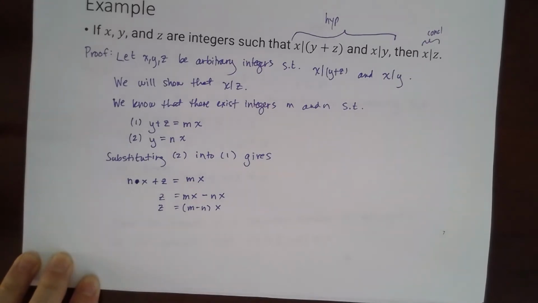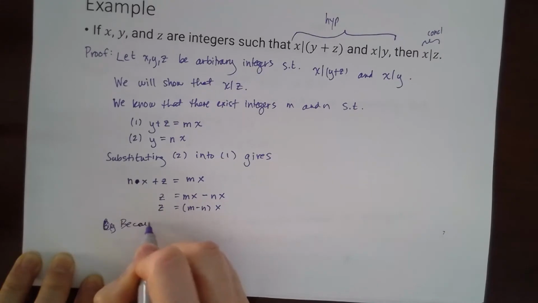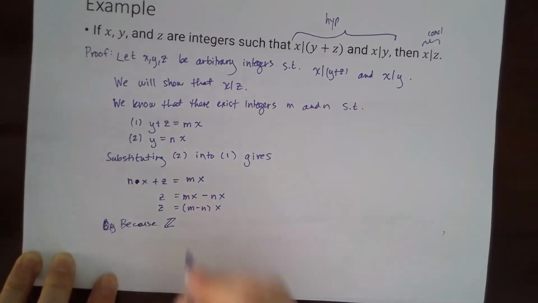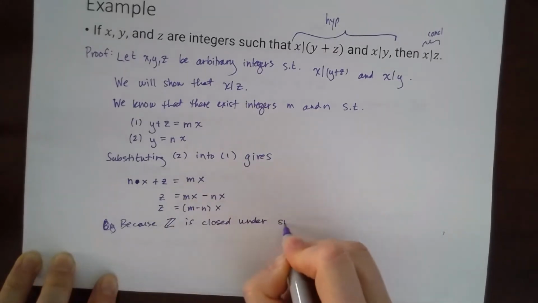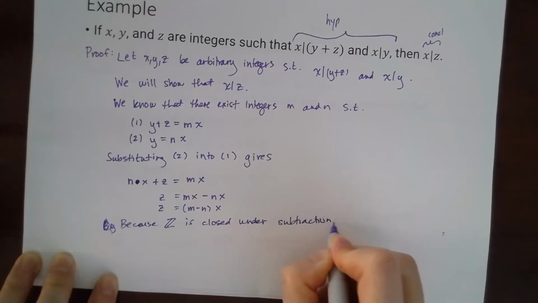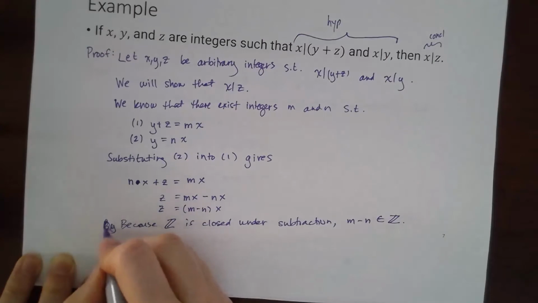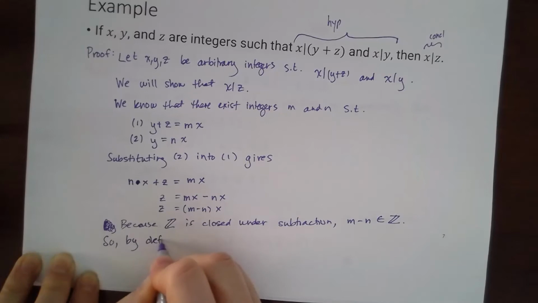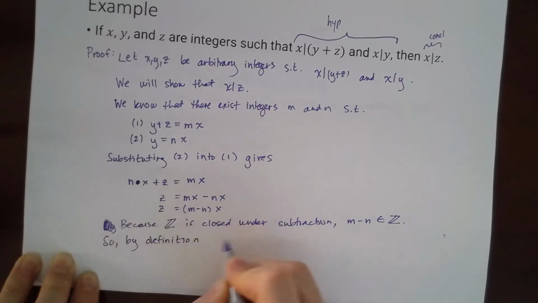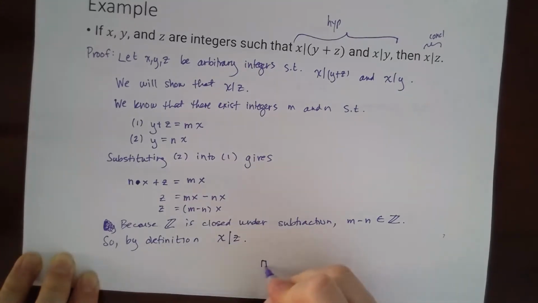And is it? Yes. Okay, so I'll say because the set of integers is closed under subtraction, we know that m minus n has to be an integer. So by definition, x divides z. And we're done.